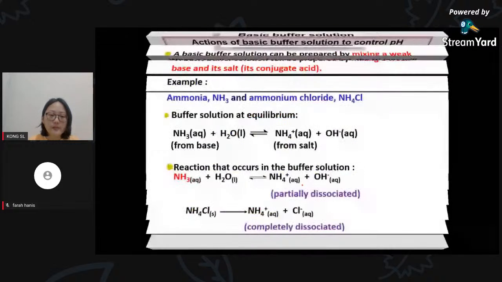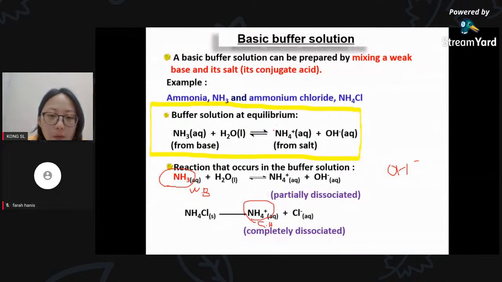Now we go back here. If you look at this buffer solution at equilibrium, the concentration of ammonium decreases. Now you go back to chapter 6, concentration, Le Chatelier principle. When the concentration of ammonium decreases, will the system shift to the left or right?